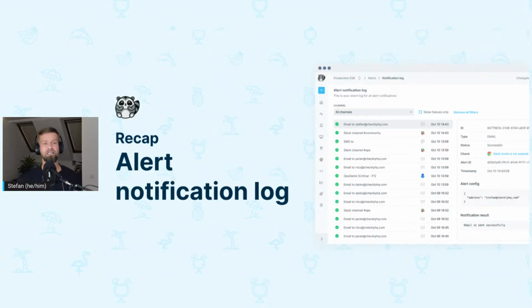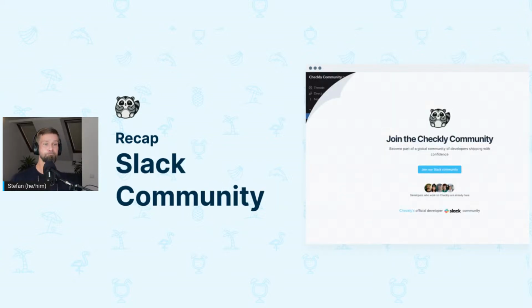Then we talked about the alert notification log. If you didn't receive an alert, you can now go right into Checkly and have a look by yourself and debug why you didn't receive it. I think it's always nice to do things yourself. And lastly, we opened up our Slack community. If you want to connect with me, with Umut, with Michelle, or you have questions or feedback, please jump in and let us know what you think. We are super excited to connect.